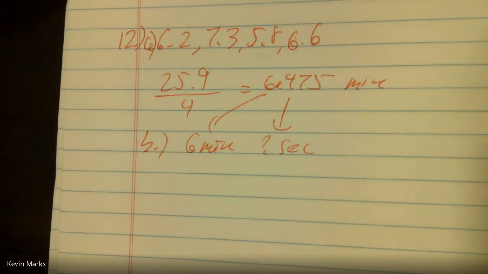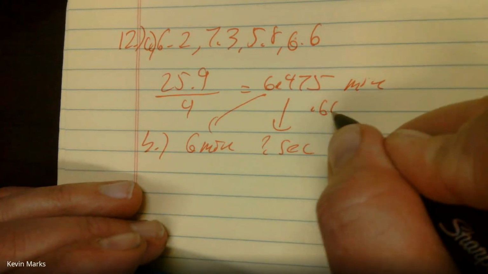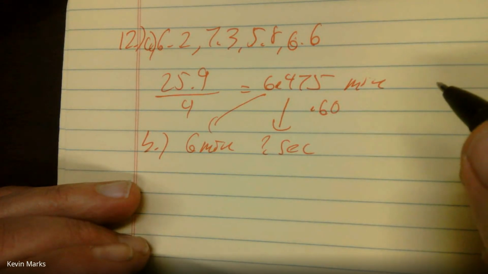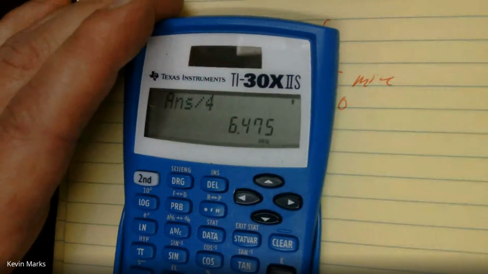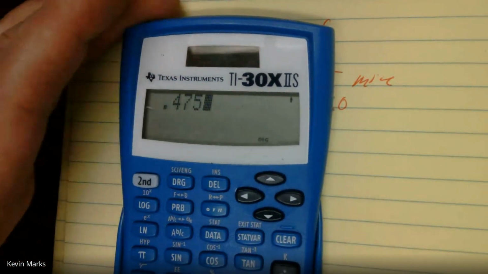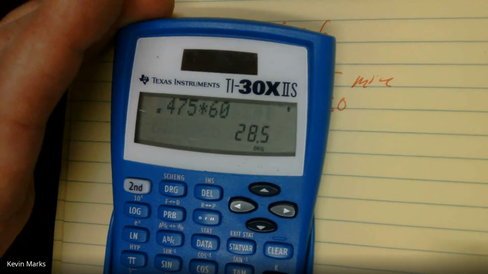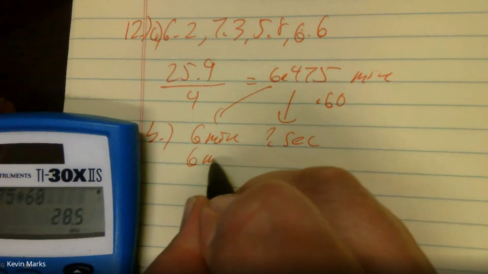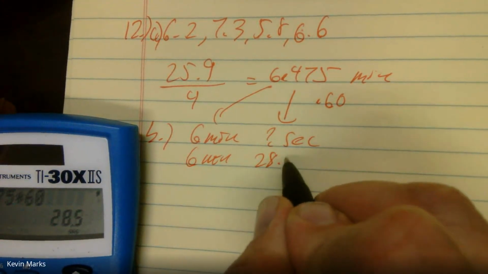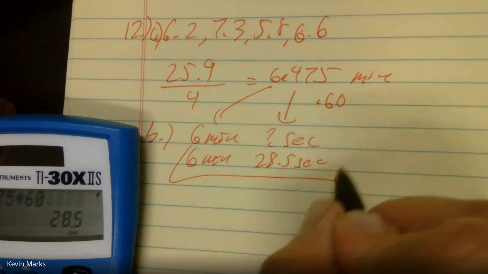So you're going to have to convert that, right? Basically, you've got to multiply by 60, because there's 60 seconds. So if you take that 0.475, the decimal part, and multiply by 60, you're really talking about 28 and a half seconds. So it's really 6 minutes and 28.5 seconds.